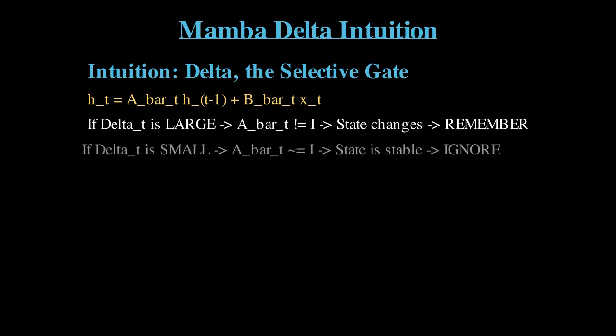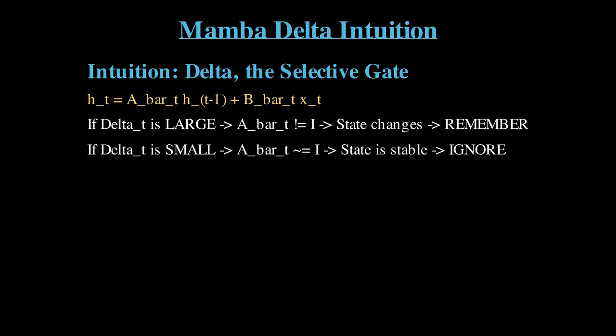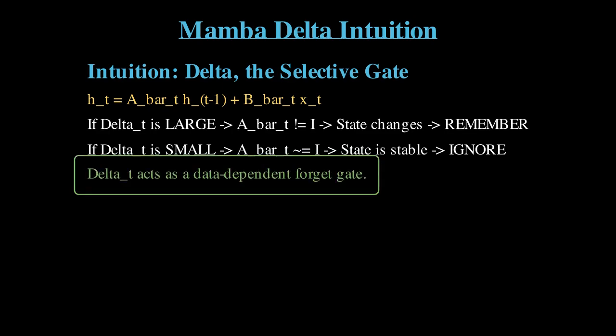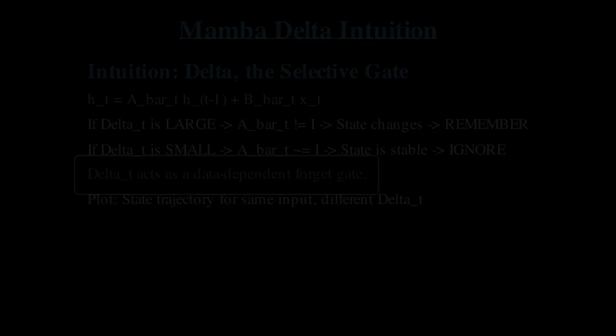In contrast, when delta sub t is small, A bar is very close to the identity matrix. This means the state barely changes. The system carries over its previous memory, effectively ignoring the current input. This mechanism is a powerful analog to the forget gate in an LSTM, but it emerges naturally from the principles of continuous time systems. On screen, you can see how two different delta sequences, applied to the same input, create dramatically different state trajectories. This power of selectivity, however, comes with a significant computational trade-off.